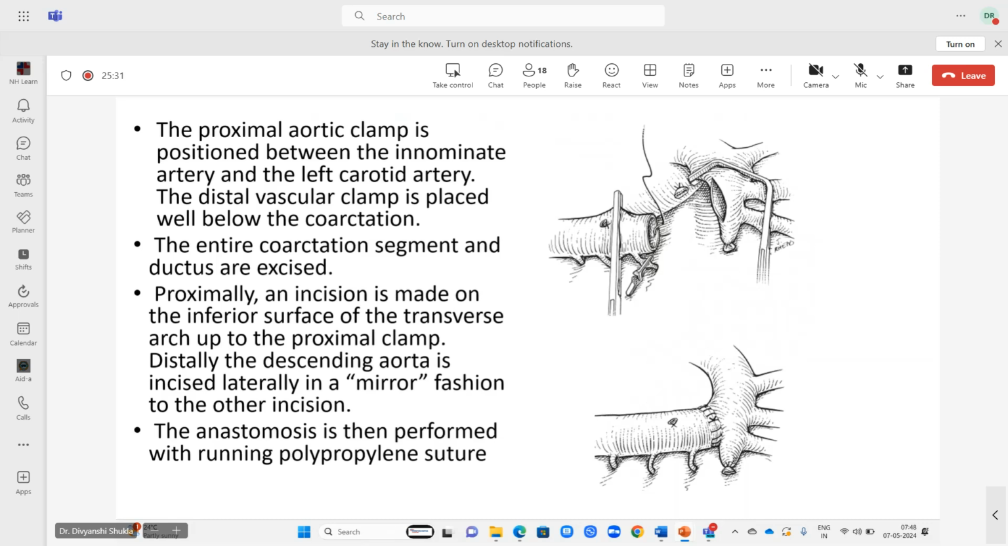The proximal aortic clamp is positioned between the innominate artery and the left carotid artery. The distal vascular clamp is placed below the coarctation. The entire coarctation segment and the ductus is excised. Proximally, an incision is made on the inferior surface of the transverse arch up to the proximal clamp. Distally, the descending aorta is incised laterally in a mirror fashion to the other incision. The anastomosis is then performed with running polypropylene suture.